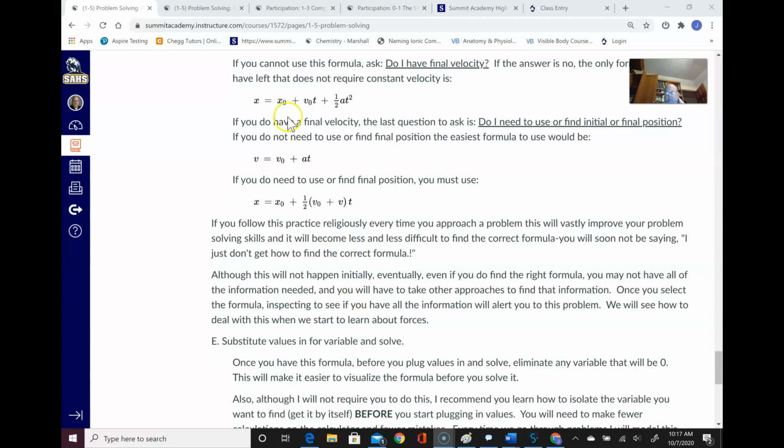So if I've said I need to use this formula, and then, oh, wait a minute, I don't have the final velocity like I thought I did, then maybe I have to go find the final velocity some other way before I can use this formula. Okay, but we'll see how to deal with this when we start to learn about forces, because that's the circumstance where this is going to come up.